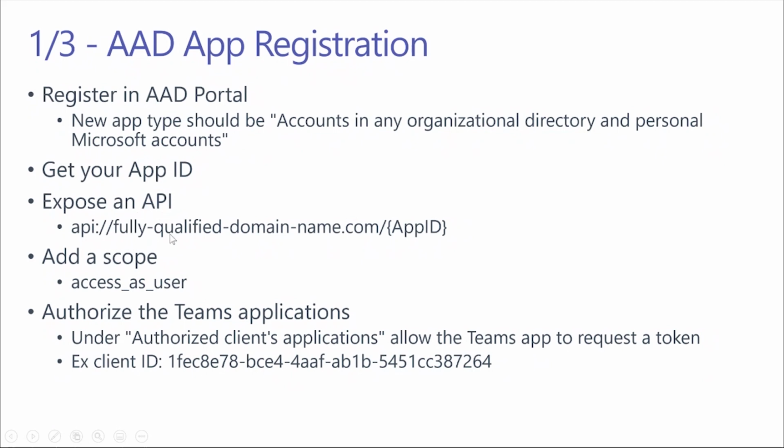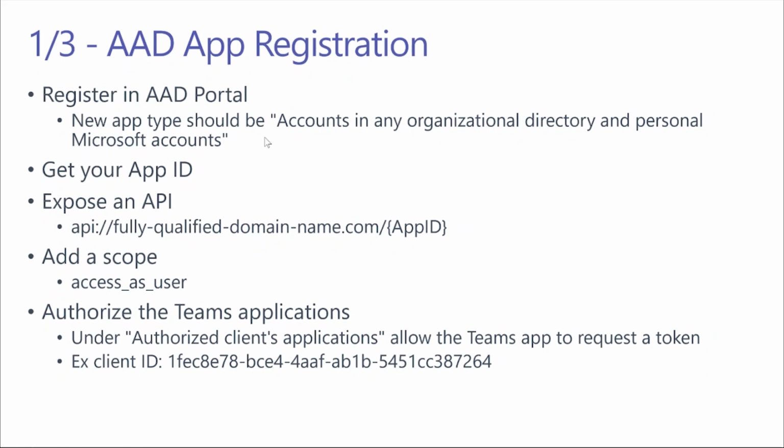Second, you need to expose an API. The format of the API is going to be api:// the domain that you're going to be hosting your application at / your app ID. And then after you're done setting that up, we're going to add a scope to that API. The scope that we're going to use is going to be called access_as_user. Finally, perhaps the most important step of all is you need to authorize Teams to get a token on behalf of your application. There's going to be a section where you can authorize trusted applications, and you're going to add 2 app IDs to that section.